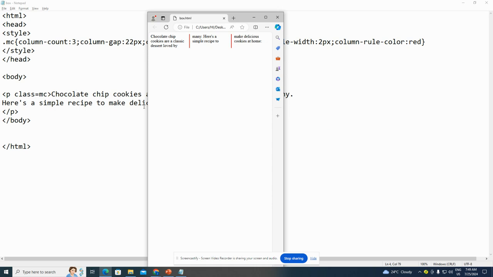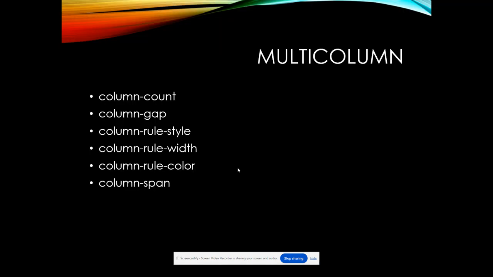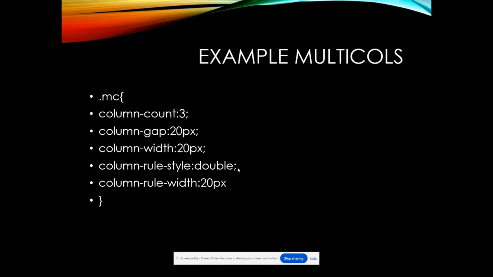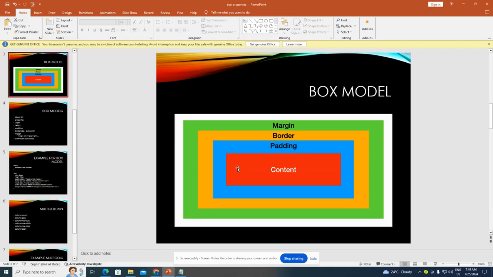So that's all about the multi-column and the border properties. So this is multi-column to specify content as in newspapers and all. Span is used to merge multiple columns. It's a general example. And this is the box model. That's all for the day. Thank you.